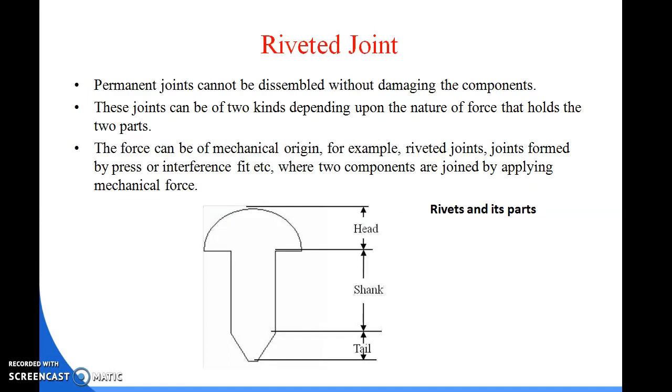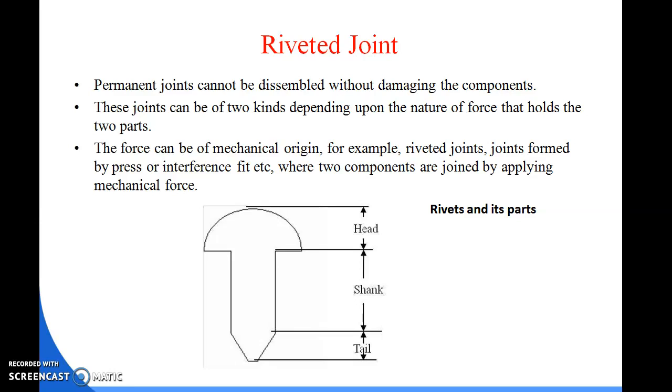Riveted joint. If we are going to study the riveted joint, first of all we have to know what a rivet is. A rivet is a short cylindrical bar, as shown in the figure. A rivet is a short cylindrical bar with a head integral to it. This is the head part of the rivet, and the rivet looks like this.